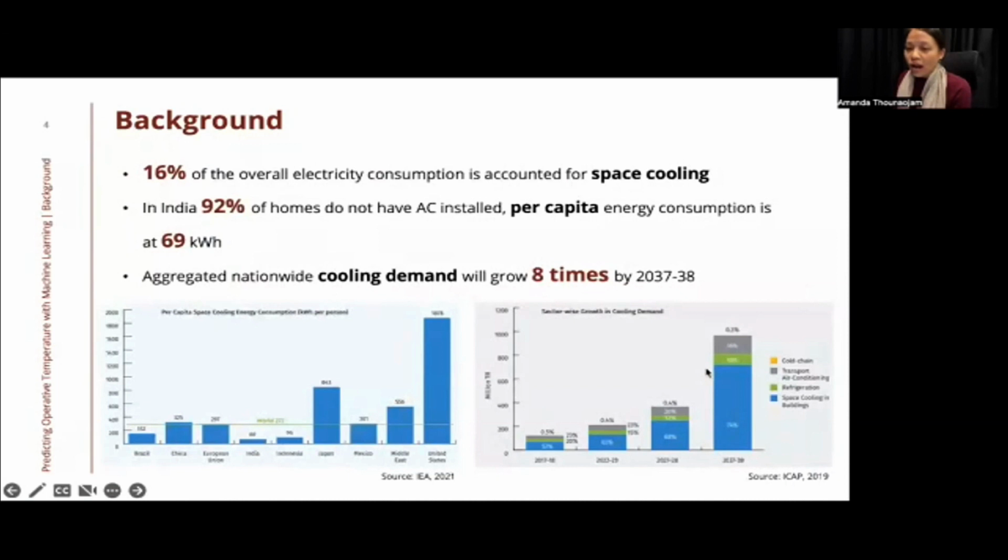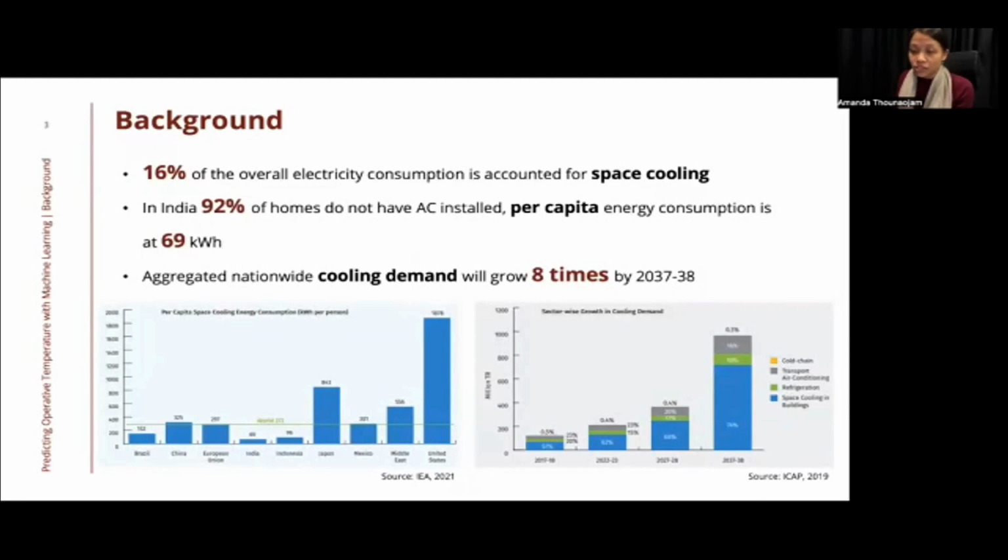According to the IEA report, the demand for global space cooling is growing, and especially in the building sector, 16% of the overall electricity consumption is accounted for by space cooling. And in India, 92% of homes do not have air conditioning installed. The per capita energy consumption for space cooling is about 69 kilowatt hours, compared to the world average of 272 kilowatt hours.